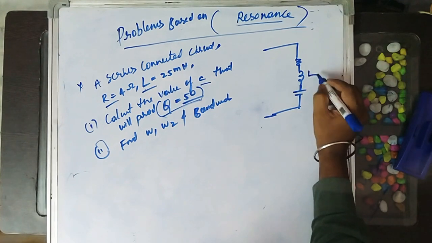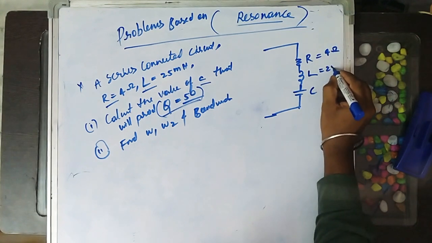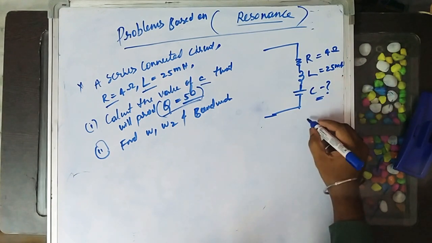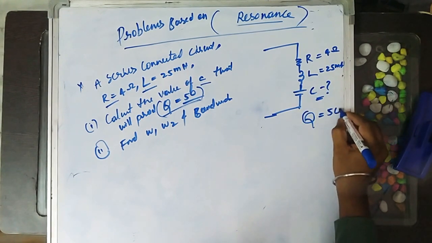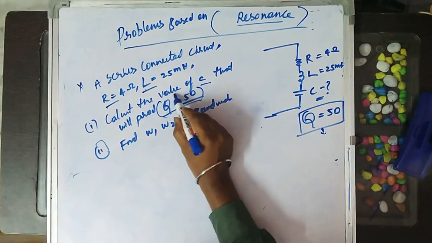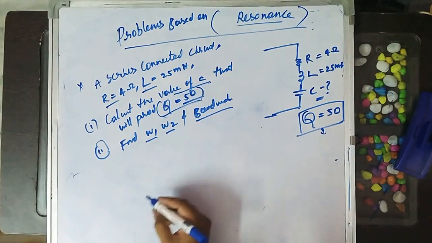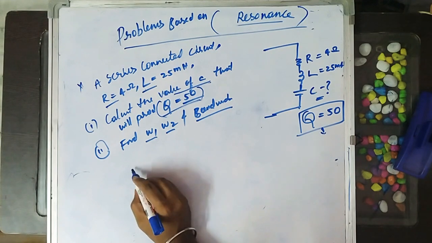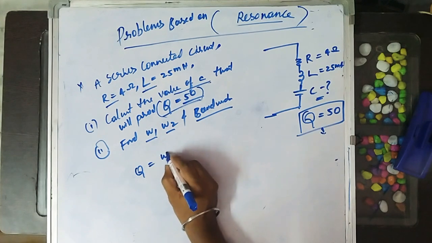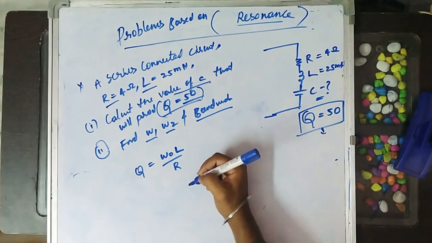So this is L and C and R. They gave R equal to 4 ohm, L equal to 25 millihenry, and he is asking to find C, and they gave the quality factor Q. Based on this quality factor Q, we have to find the value of C, omega 1, omega 2 and bandwidth. So let us find the value of C. We have the quality factor, based on the values of R and L, as Q equal to omega naught L by R. We have this formula.